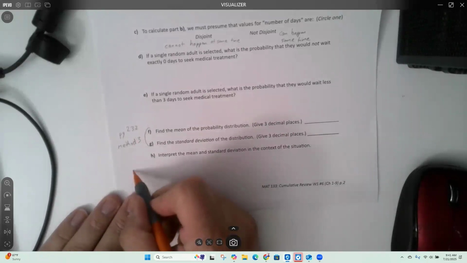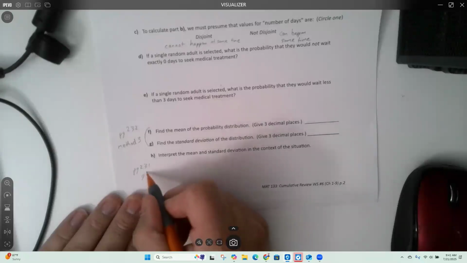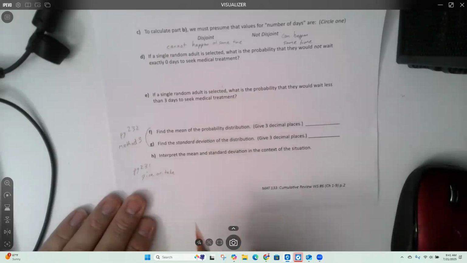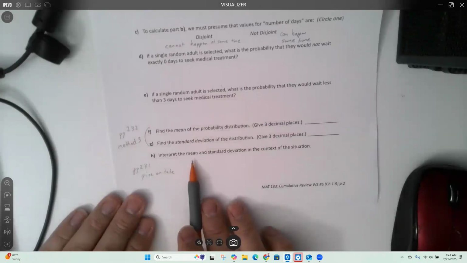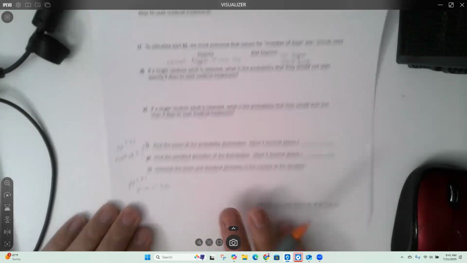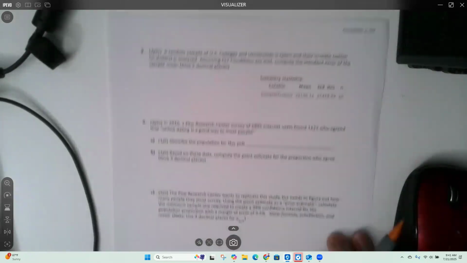And then to interpret that, on page 231, there was a give or take script. That is what we use when we're talking about mean and standard deviation. All right, page 556.